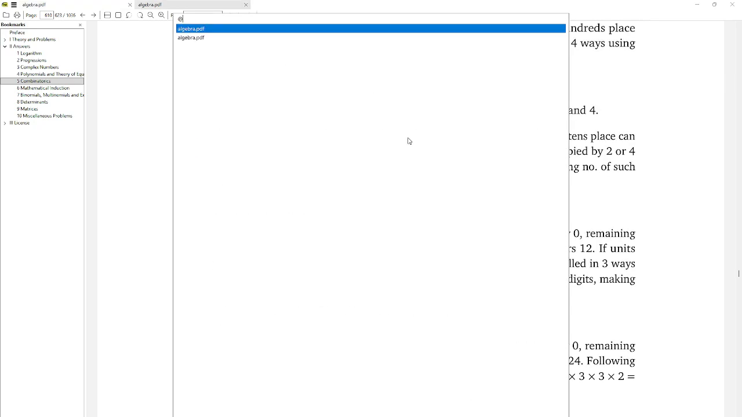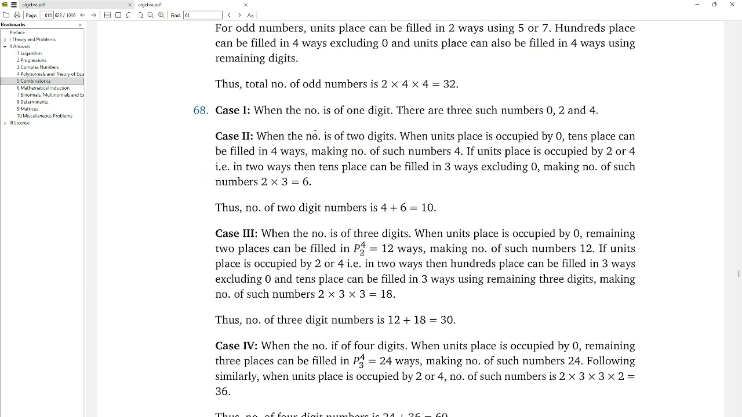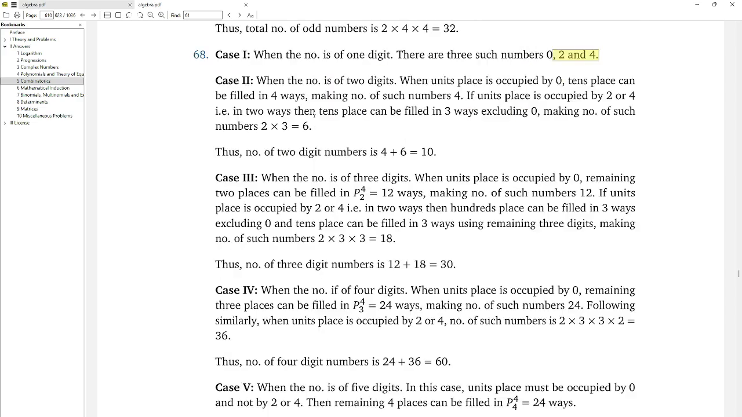Question 68 says that find the number of even numbers that can be formed with the digits 0, 1, 2, 3, and 4 with no repetitions. The first case is when the number is 1 digit. Then there would be 3 such numbers: 0, 2, and 4.